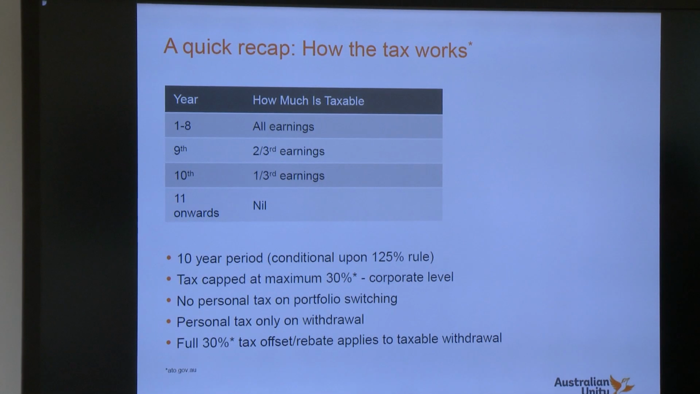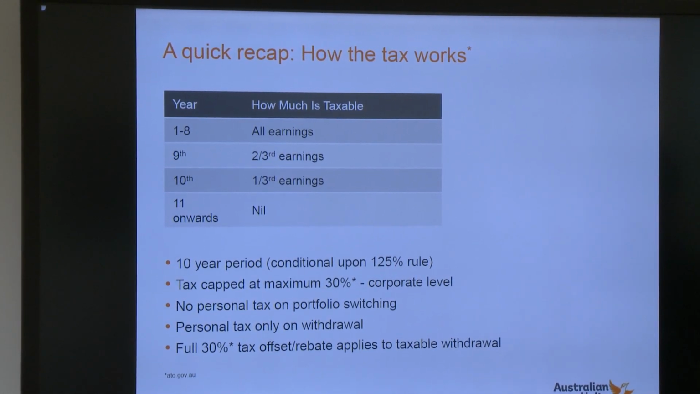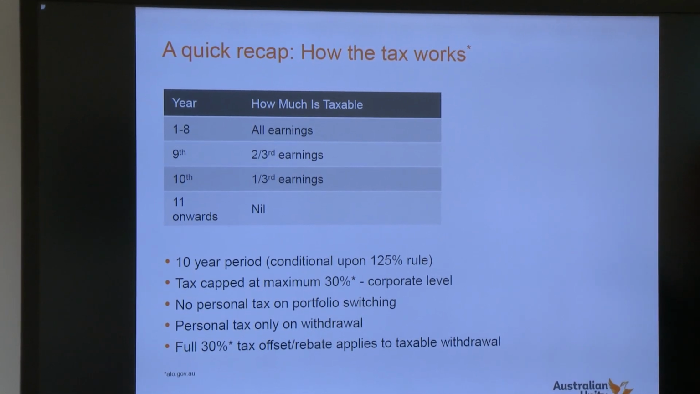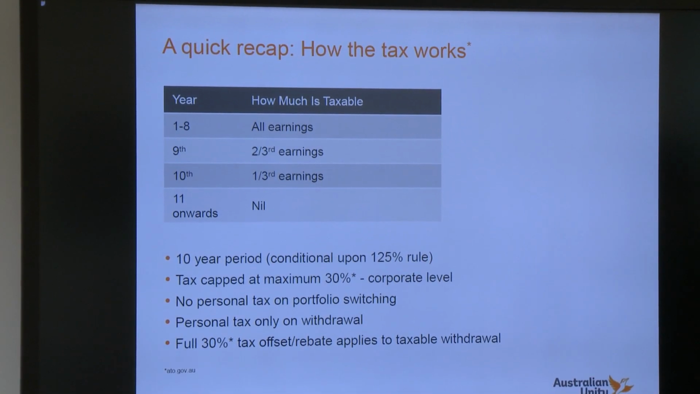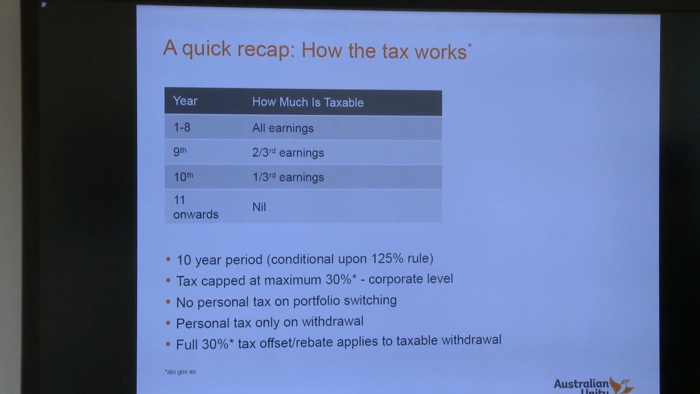But there is also an allowance for the fact that when you're getting close to that 10-year period, there is a discount applied. So in the first 1 to 8 years, any earnings withdrawn from the bond are fully taxed with a 30% offset. In the 9th year, you only have to declare 2/3 of that income. And in the 10th year, 1/3. After 10 years, in the 11th year, you can withdraw all proceeds without any additional tax.